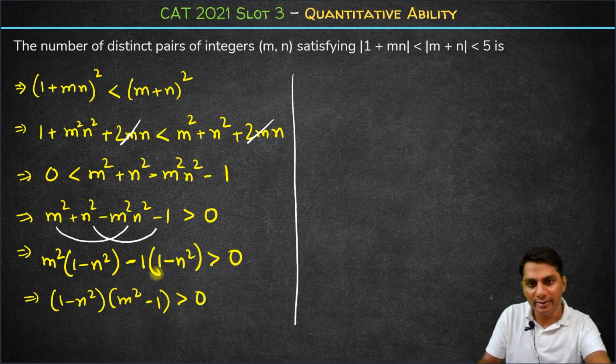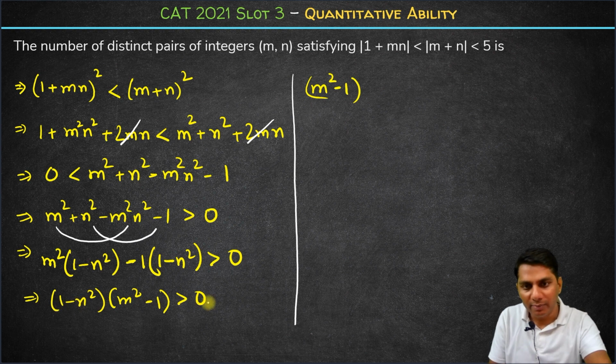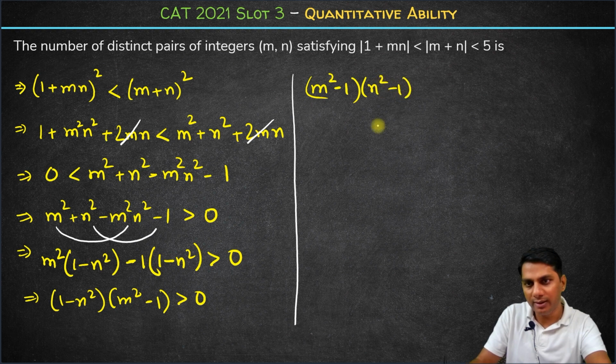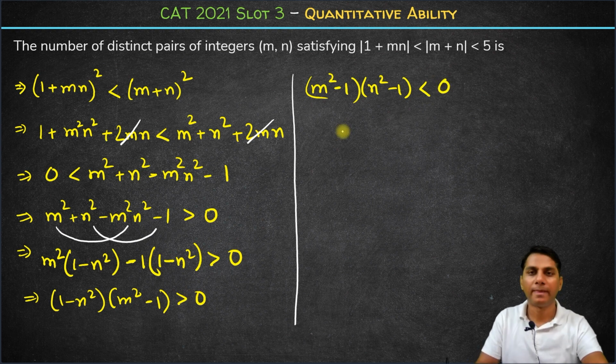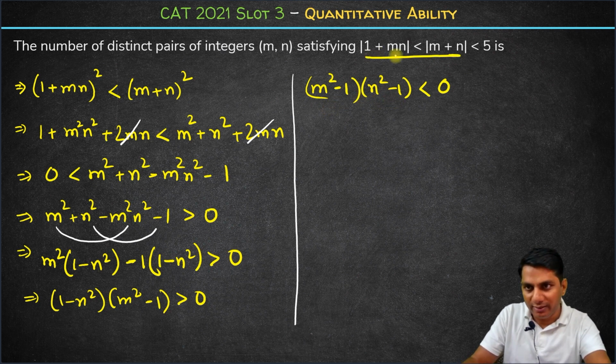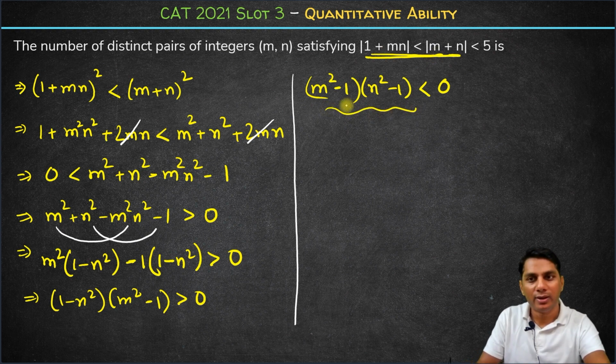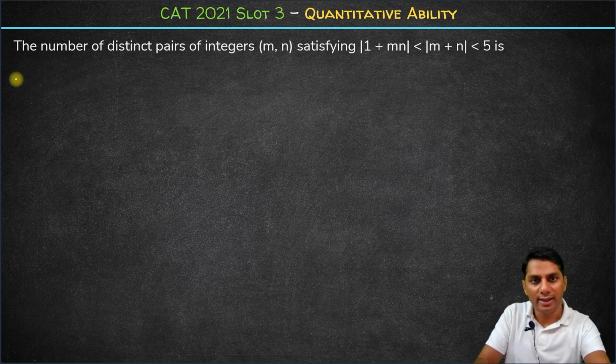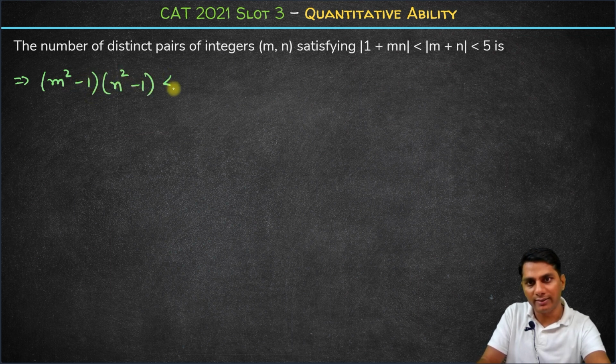And this can be rewritten as m square minus 1 as it is. But if I multiply minus 1 on both the sides, this will become n square minus 1. And since I'm multiplying by minus 1, the sign will change, and 0 into minus 1 is 0. So what we effectively get is that m square minus 1 into n square minus 1 should be less than 0. So from this part, we get this thing. Okay. So now I'll erase the whole thing and just write down this. So what we have is that m square minus 1 into n square minus 1 is less than 0.